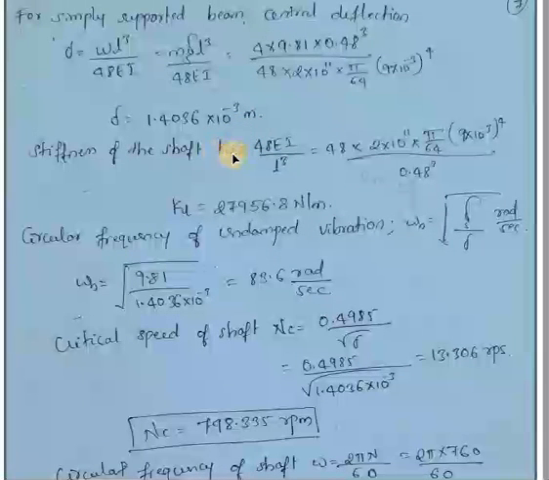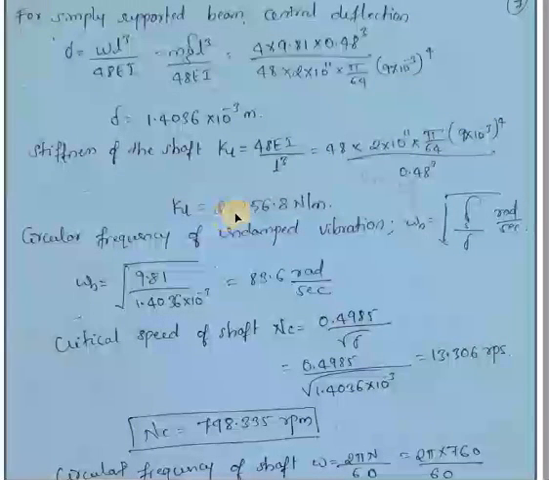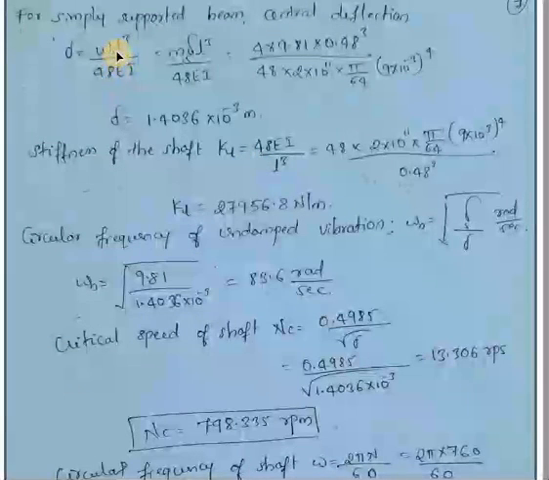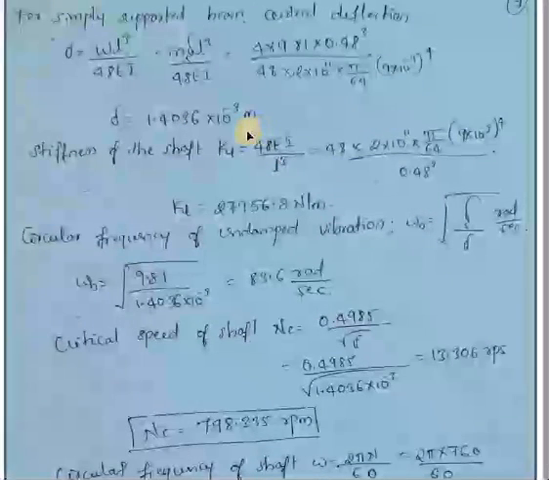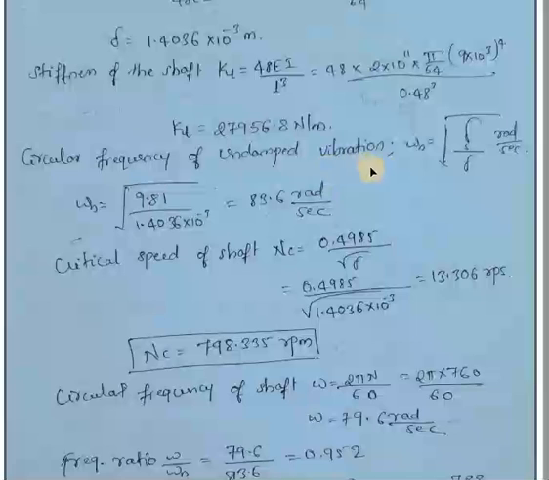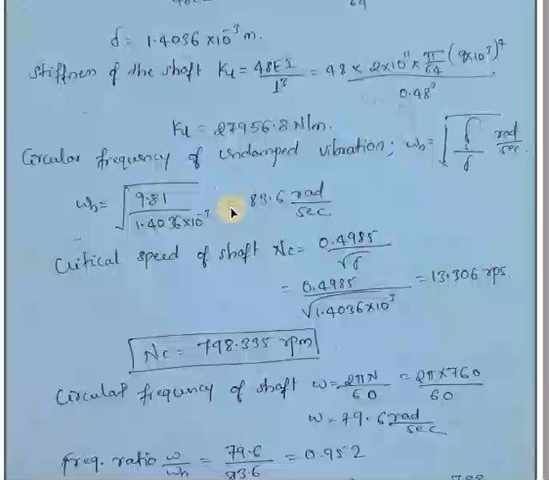Now the stiffness of the spring is given by 48 EI by L cubed. So substitute all these values, you will get kT as 27,956.8 Newton per meter. So it is like kT equal to W by delta only, but delta is WL cubed by 48 EI. If you substitute all those values, this is the simplified form of that. Now the circular frequency of undamped vibration is omega n equal to root of g by delta, where g is acceleration due to gravity. Substitute that, you will get omega n as 83.6 radian per second.